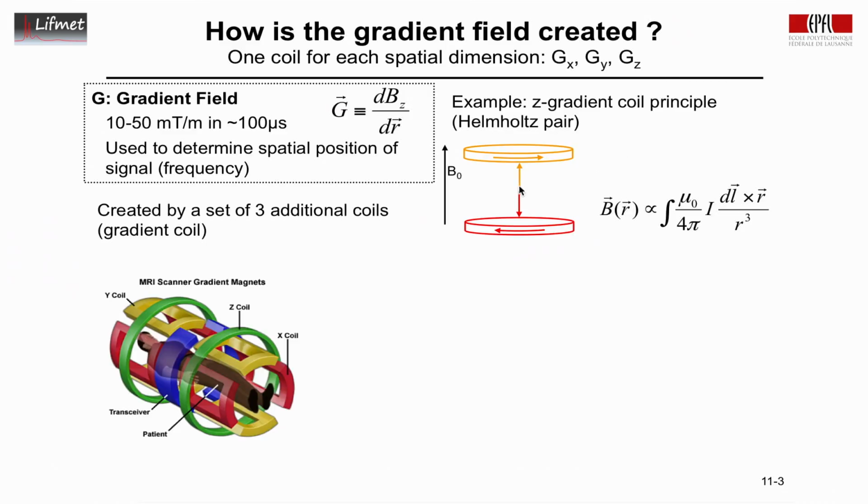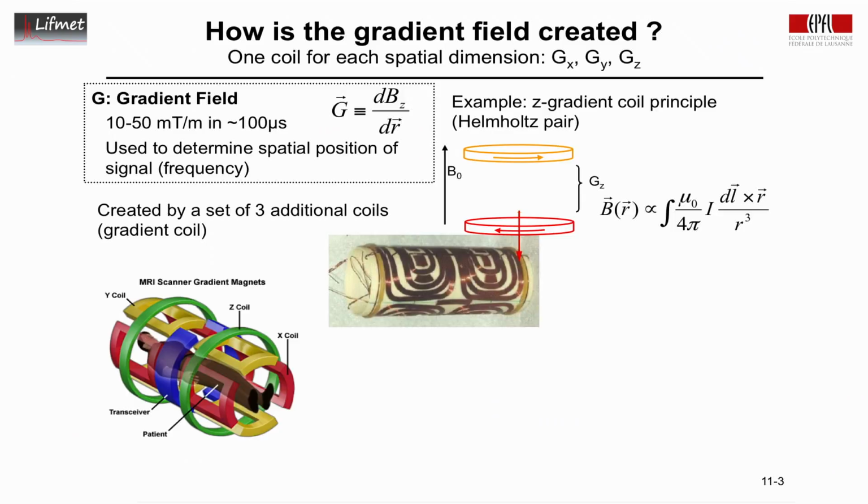Here at the center, for symmetry reasons, the 2 magnetic fields generated by the 2 coils are equal in magnitude but opposed, so it is 0. And if we go downwards in the direction of the red coil, the contribution from the red coil increases and the contribution from the orange coil decreases. In the end, this situation generates a more or less linearly varying magnetic field along Z, and this is the Z component.